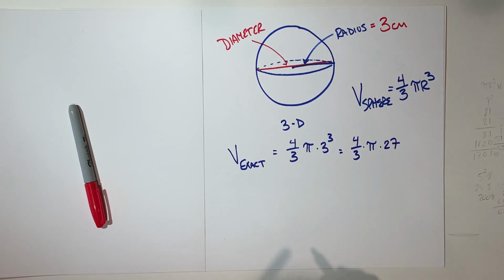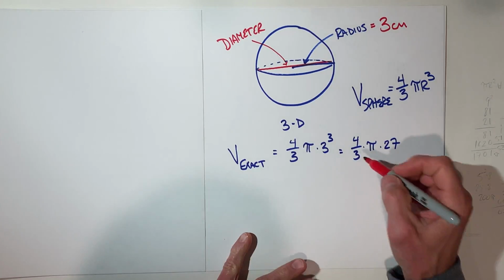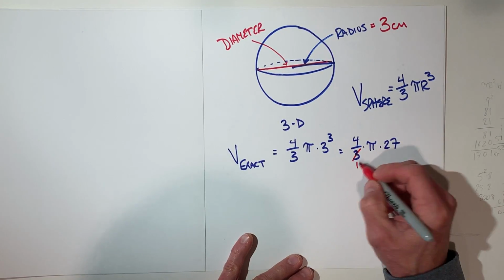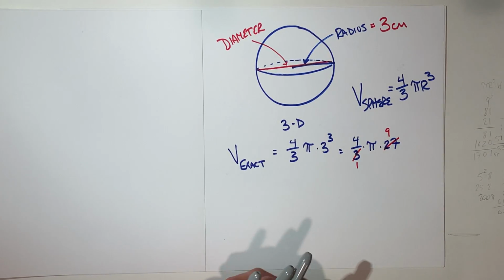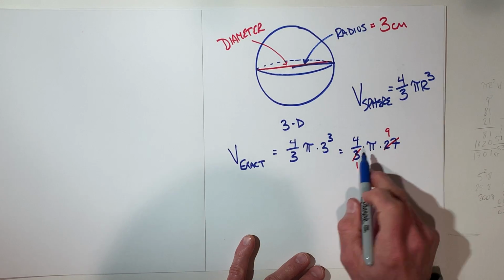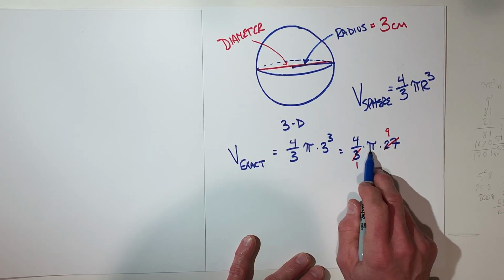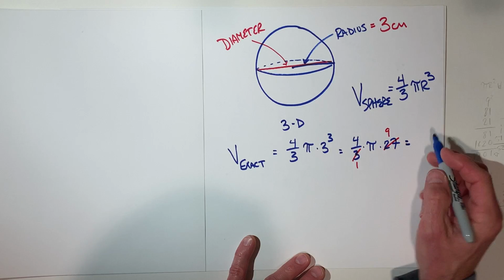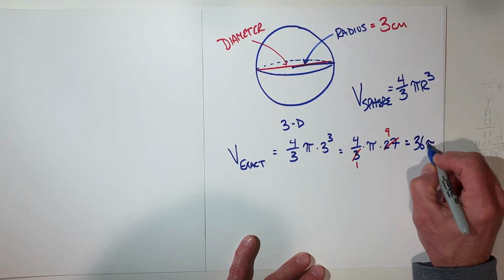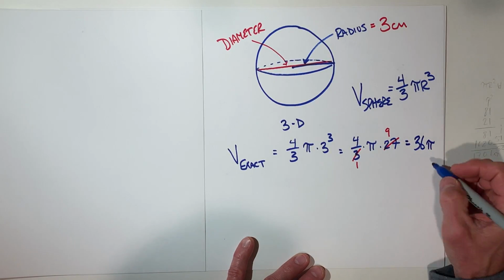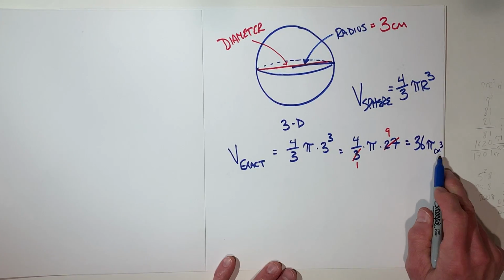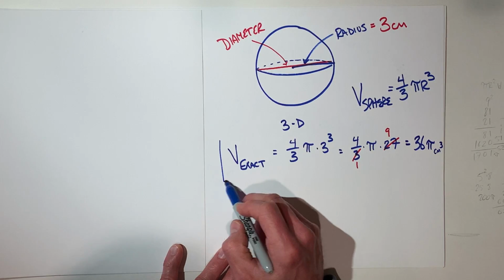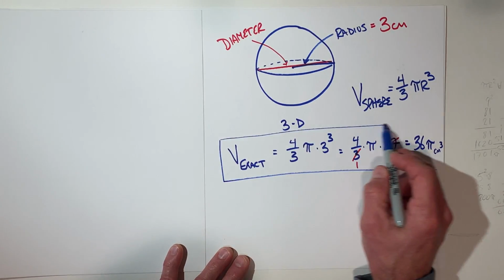And I am going to go ahead and show you some cool canceling here. I happen to know that 3 divides 3 once, but 3 divides the 27 9 times. So I get some cool canceling going on. When that happens, all I have left on the top is the 4, the pi, and the 9. 4 times 9 is 36. Pi is right next to it, and I'm a little bit out of space, so I'm going to put centimeters cubed, kind of small down to the side. But there is my exact volume of a circle.